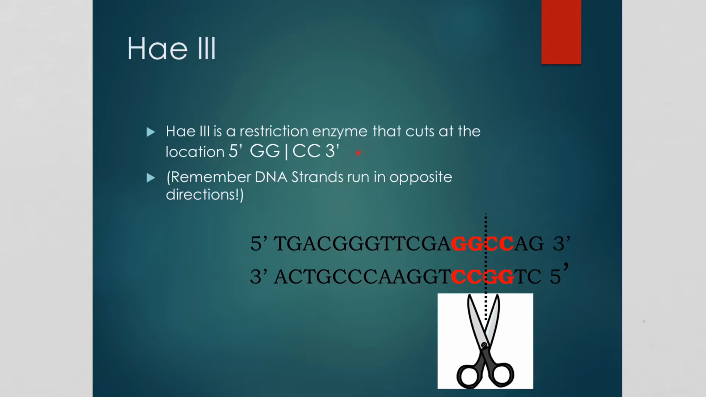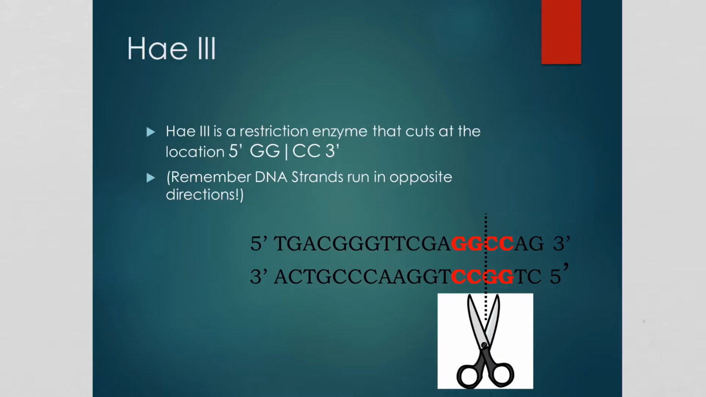And what's important to note is that I'll use this notation 5 to 3. Remember that DNA strands run in opposite directions. So GGCC, and then if you read it on the bottom strand, you read right to left, GGCC. And one of the interesting things about these restriction enzymes is wherever they cut, it's always a palindrome. So if you read it one way and read it the other way, it's the exact same thing. GGCC, GGCC. It'll always look like that, which is just something interesting.